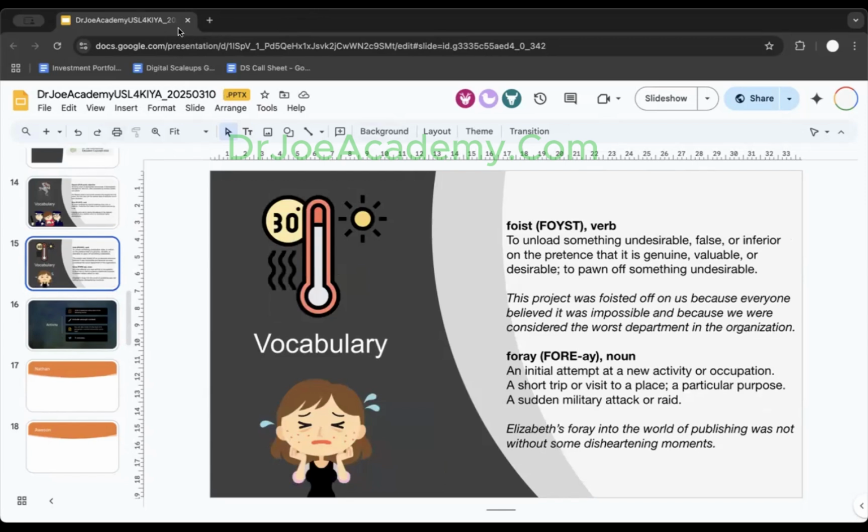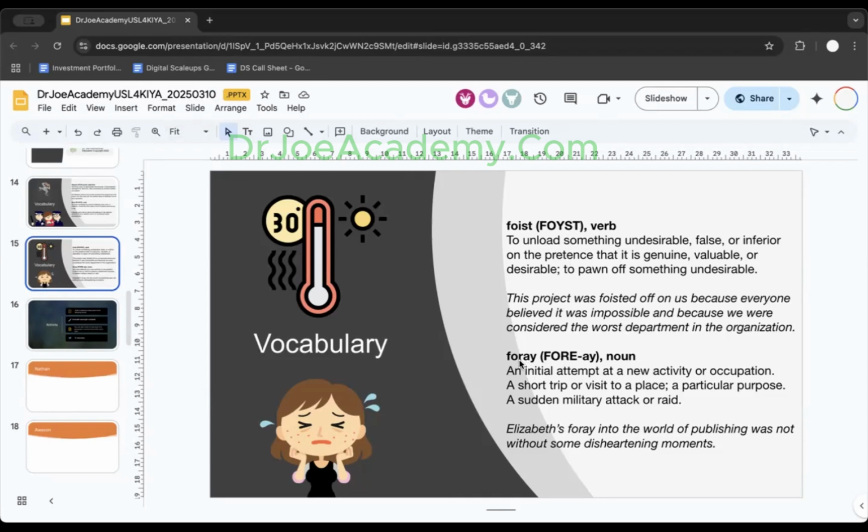Austin, can you go ahead and read the third word? Foist, verb: to unload something undesirable, false, or inferior on the pretense that it is genuine, valuable, or desirable. To pawn off something undesirable. This project was foisted off on us because everyone believed it was impossible and because we were considered the worst department in the organization. Okay, great. And just want to go over this word pretense. It's practically just going off the notion or idea of knowing something before, or thinking you know something before.